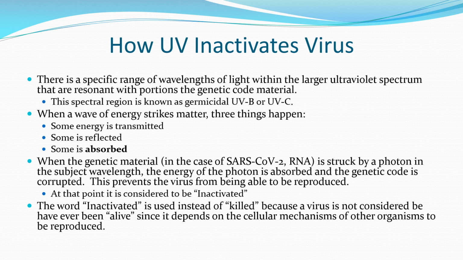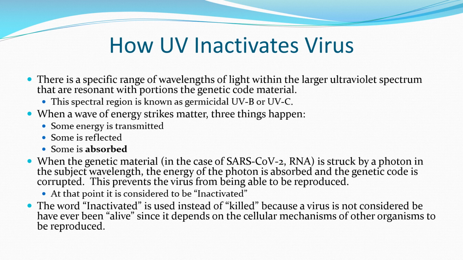When a wave of energy strikes matter, three things can happen. Some of the energy can be transmitted, some of the energy can be reflected, and some of it can be absorbed. So when the genetic material, in the case of SARS-CoV-2, its single-stranded RNA, is struck by a photon in the subject wavelength, the energy of the photon is absorbed and the genetic code is corrupted. This ultimately prevents the virus from being able to be reproduced. So at this point, the virus is considered to be inactivated.